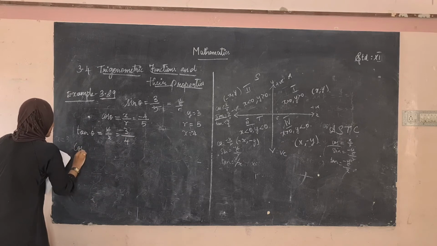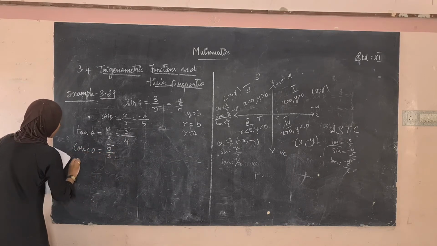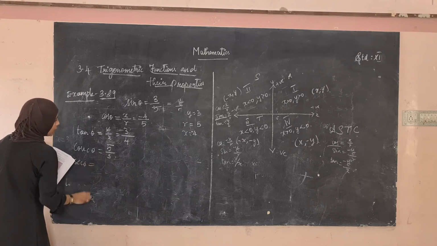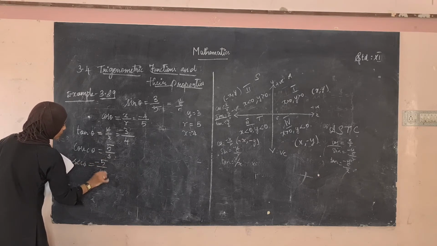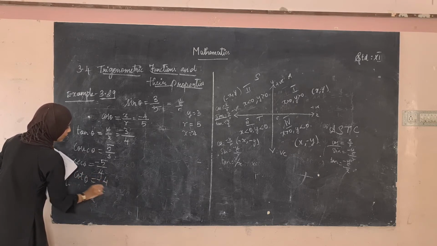Then what about cosecant theta? Cosecant theta is equal to 5 divided by 3. And what about secant theta? Secant theta is equal to minus 5 divided by 4. And what about cot theta? Cot theta is equal to minus 4 divided by 3.